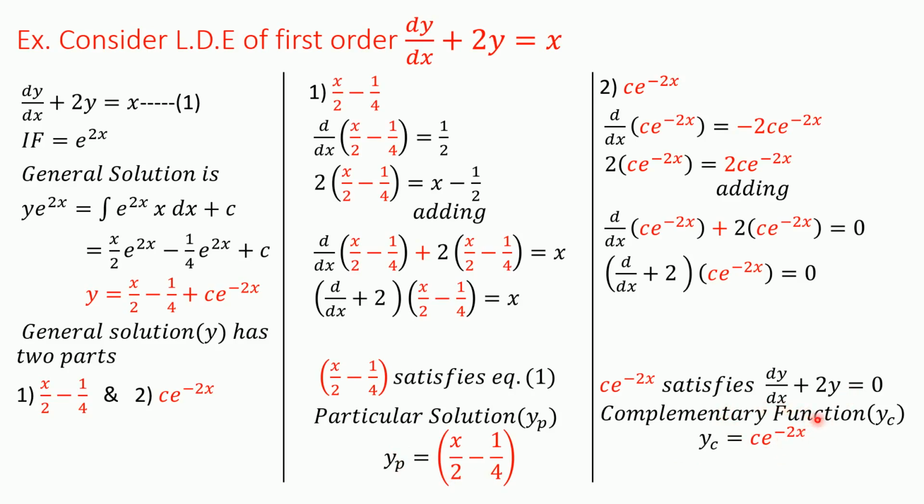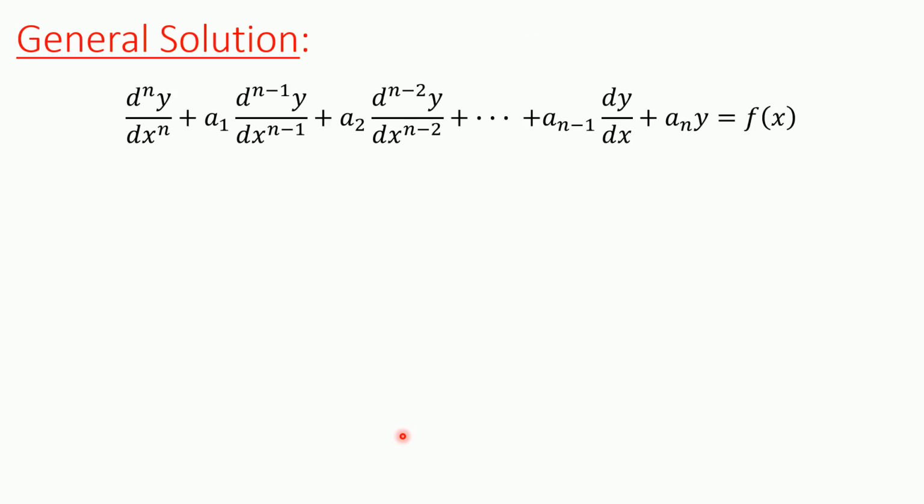The complementary function contains the arbitrary constant. So the general solution y is basically yc plus yp, the sum of the complementary function and the particular solution, which we also call the particular integral. So this is about the first order linear differential equation. This is how we find the solution of a first order linear differential equation. The same technique we will use to find the solution of the nth order linear differential equation. This is our nth order linear differential equation with constant coefficients.